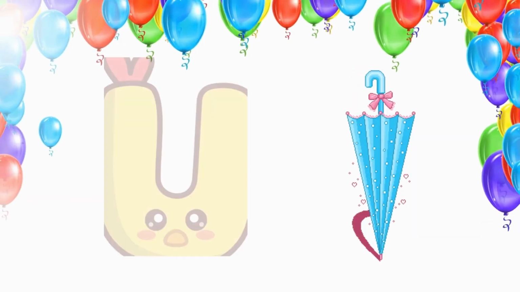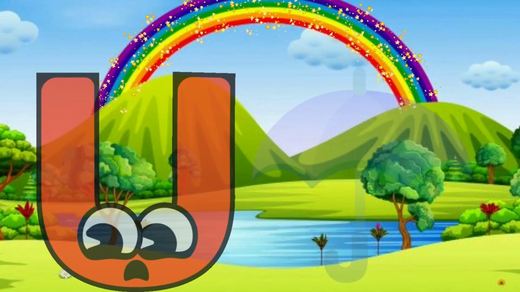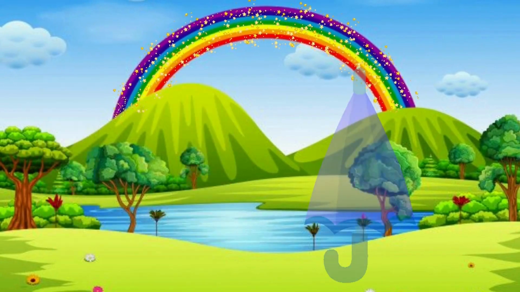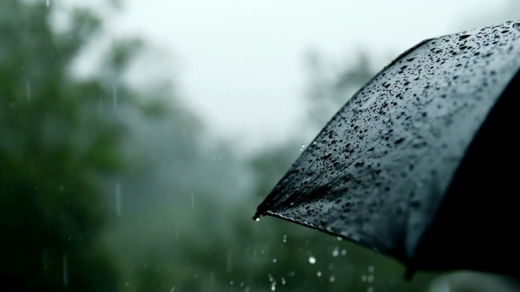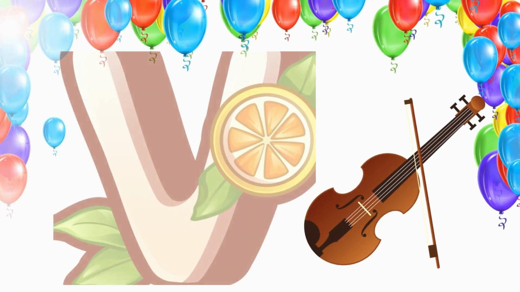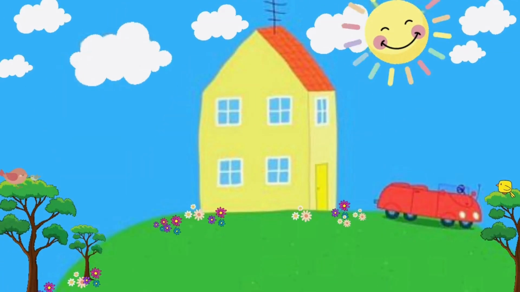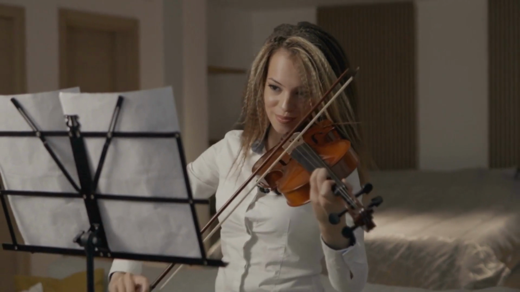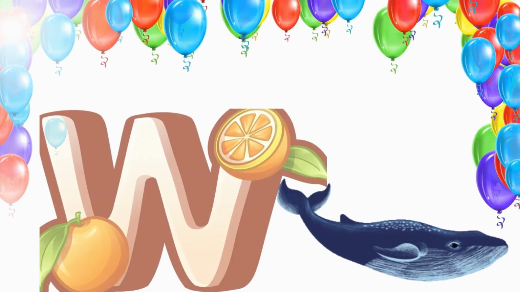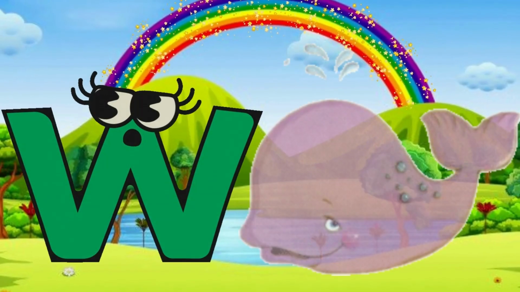U is for umbrella. U, umbrella. V is for violin. V, violin. W is for whale.